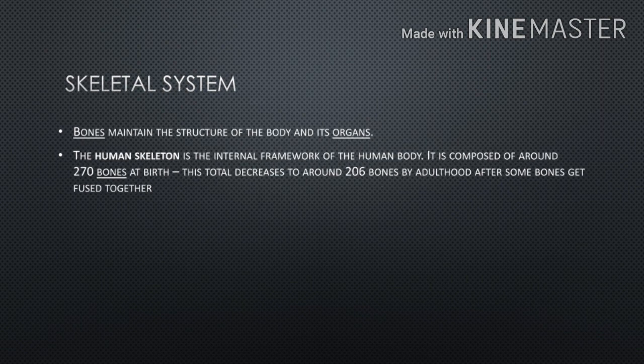The last one is the skeletal system. The bones maintain the structure of the body and its organs. The human skeleton is the internal framework of the human body. It is composed of around 270 bones at birth. This total decreases to around 206 bones by adulthood, after some bones get fused together.